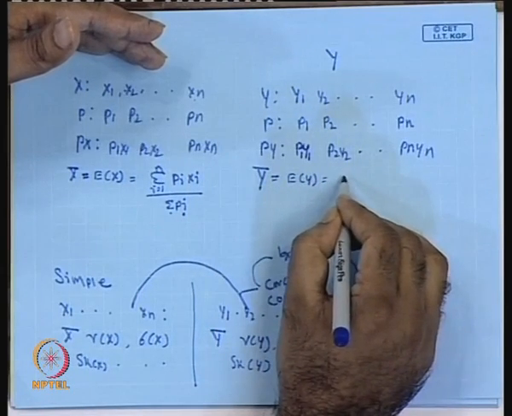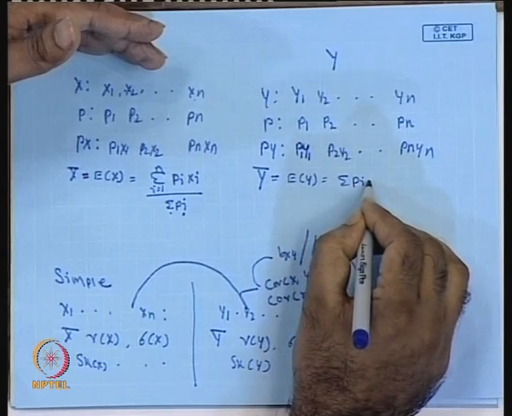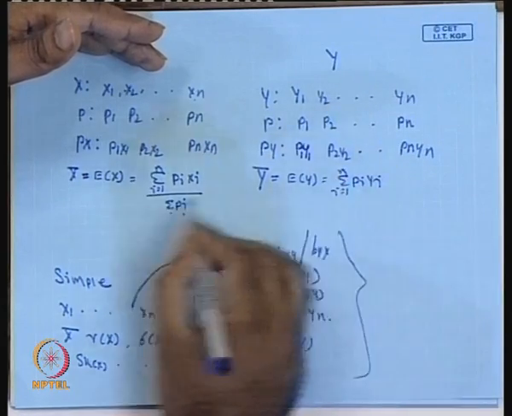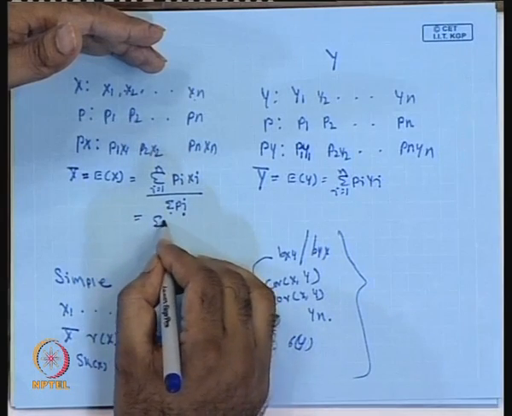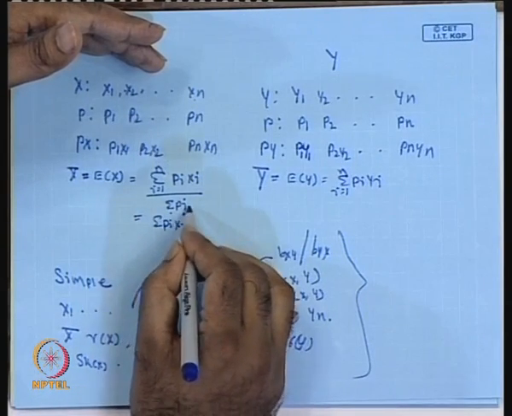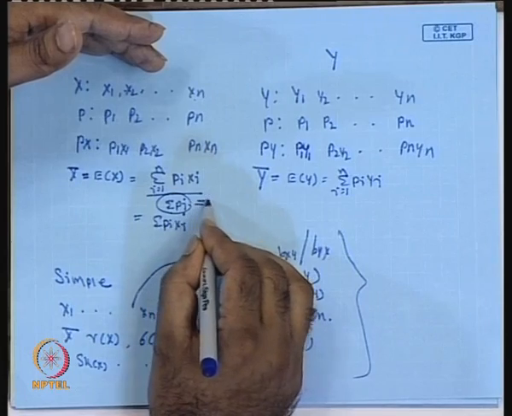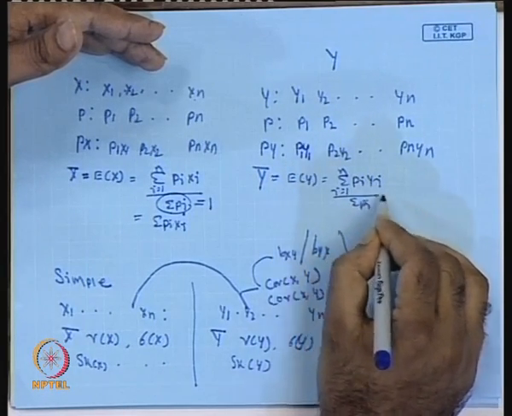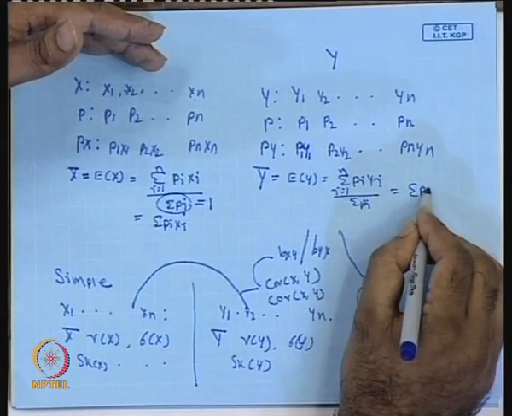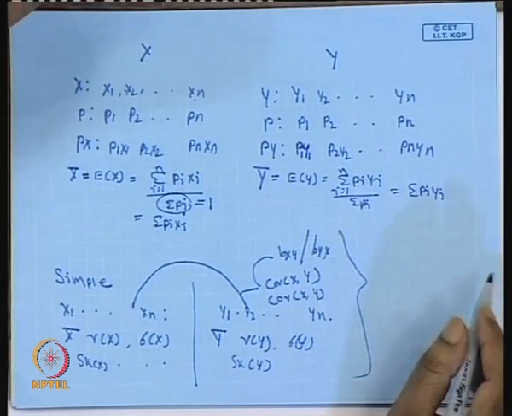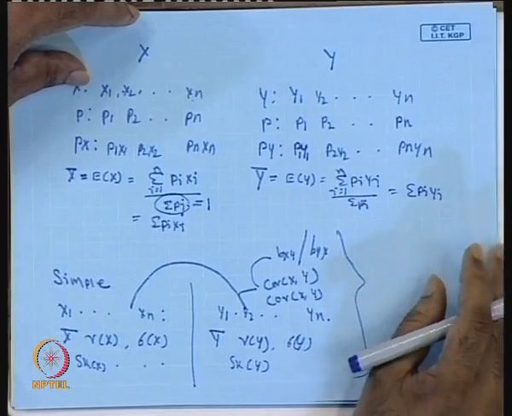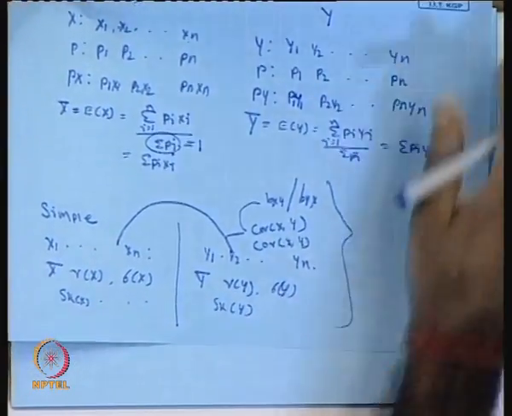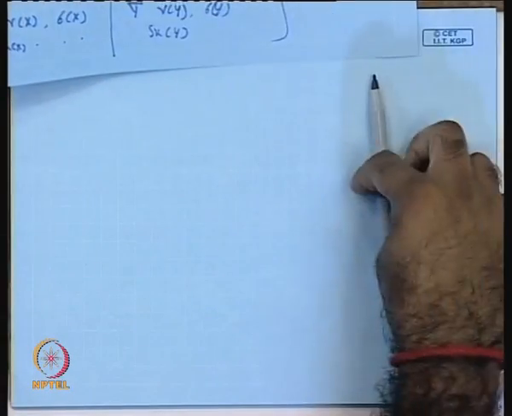Expected value of y is nothing but summation Pi yi, i equal to 1 to n, and remember, the sum of Pi is exactly equal to 1. So, obviously it is also summation Pi yi. Alright. Now this complete setup is what you can call the mean of A and mean of B.